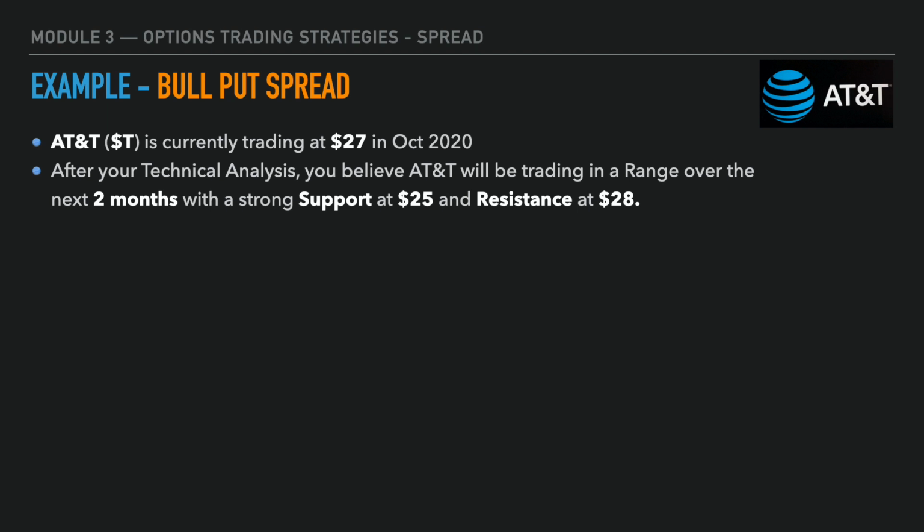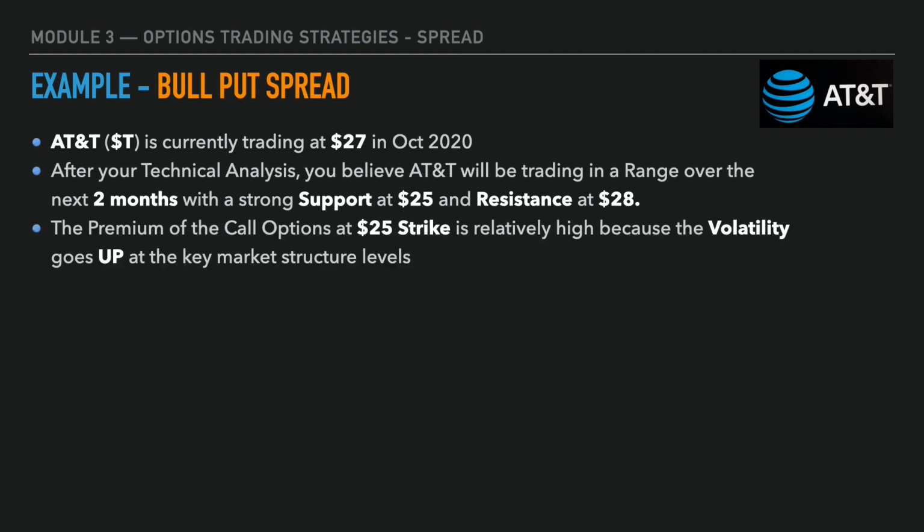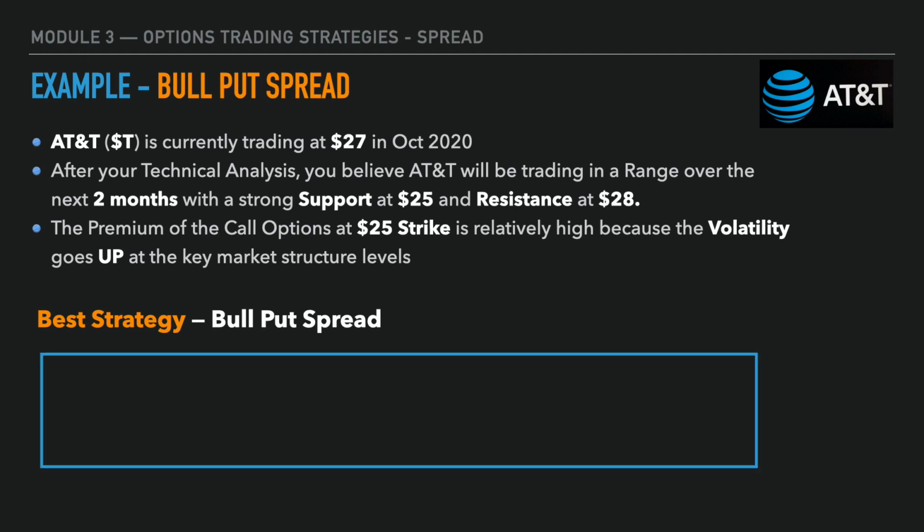You have been thinking about buying call options at the support level, but the premium of those call options at a $25 strike is very expensive because the volatility goes a lot higher at those key market structure levels. You want to take advantage of these potential range market actions, but also you want to minimize your potential maximum risk. So the best strategy for such situations is to use a bull-put spread, and this is how it works.